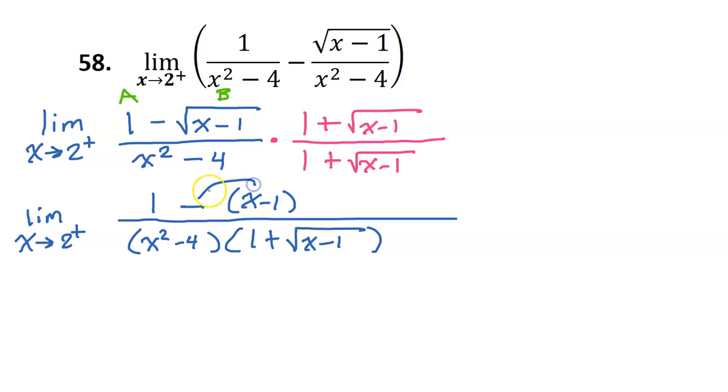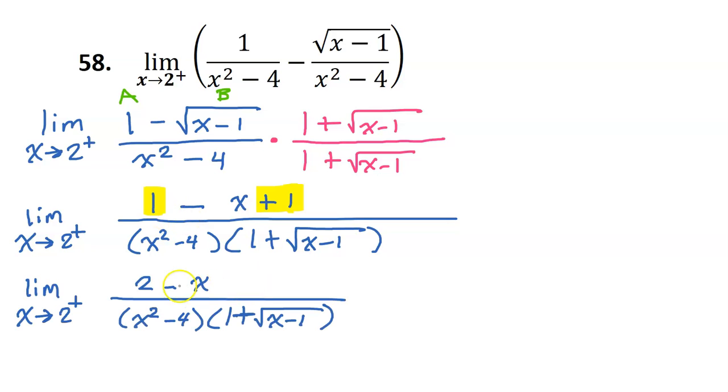I need to distribute this negative sign, and I don't want to recopy the whole thing just for this one step. So this minus 1 will become a plus 1 when I take away the parentheses. Now let's combine like terms. We have 1 plus 1, so that'll be 2. This numerator is backwards. I don't like that. I want to flip this around, and when I do, I will have to take out a negative sign. So 2 minus x is the same thing as negative x minus 2.